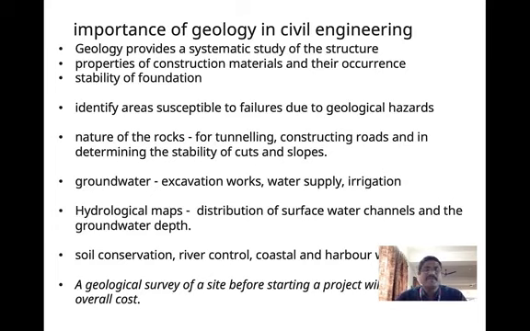Even though we think that Earth is very stable and a good, hard surface to place our structures on, that is not the case. It is a dynamic one. At some point, if something happens in the Earth, in the geological formation, in any form, then it will create an issue. So geology provides a systematic study of structure.